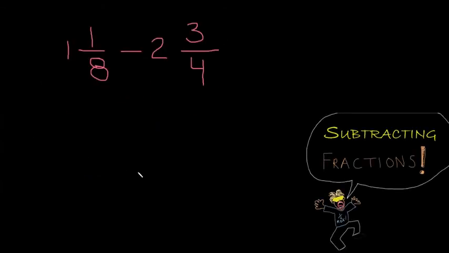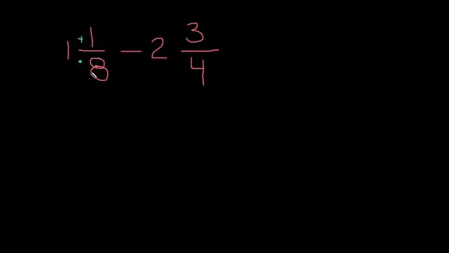So next we're going to do some subtraction problems. So let's go ahead and convert. 1 times 8 is 8, plus 1 is 9. Keep the same denominator. Subtract. 2 times 4 is 8, plus 3 is 11. Keep the same denominator.